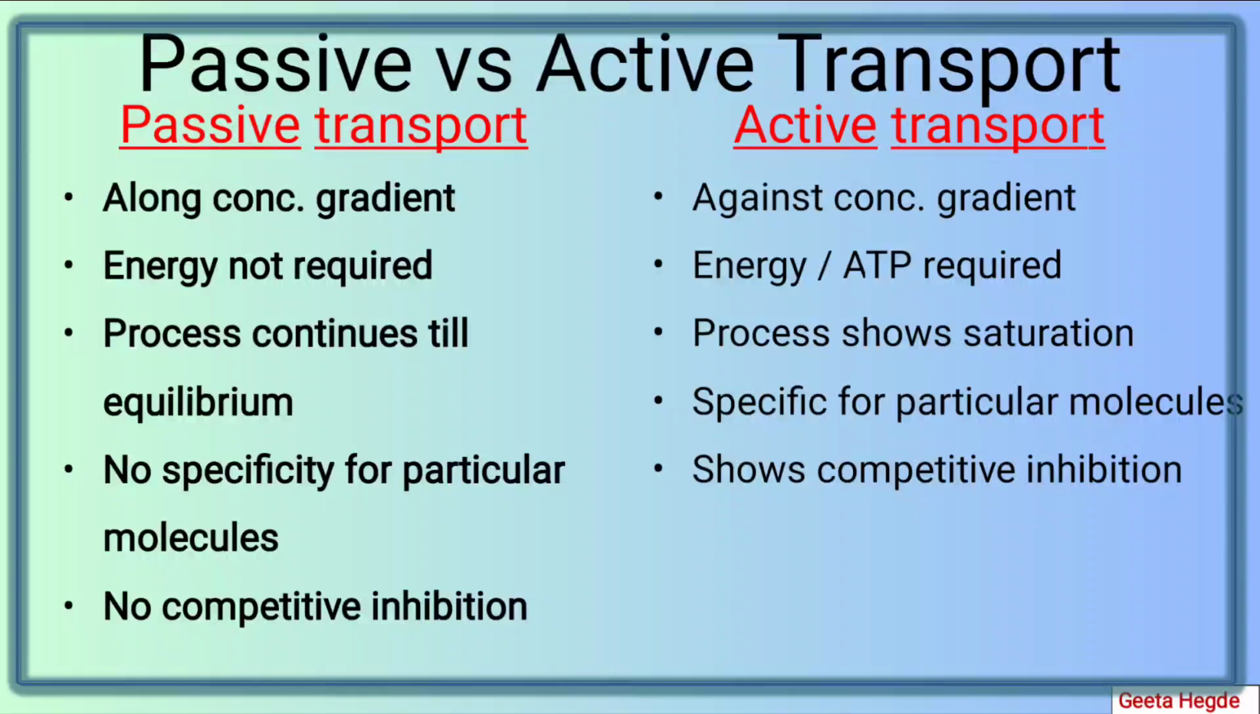Vesicular transport is of two types: endocytosis and exocytosis. Endocytosis is again of three types: phagocytosis, which is cell eating; pinocytosis, which is cell drinking; and third is receptor mediated endocytosis; and last is exocytosis. So vesicular transport is of two types: endocytosis and exocytosis.